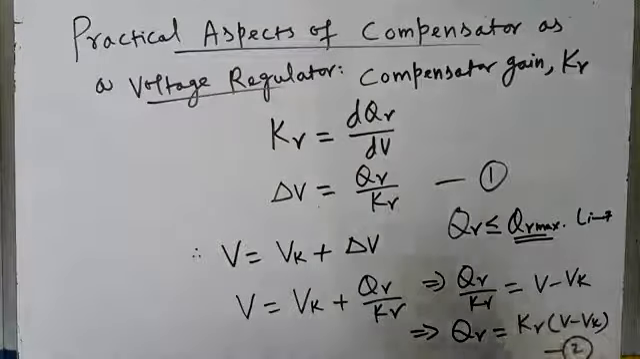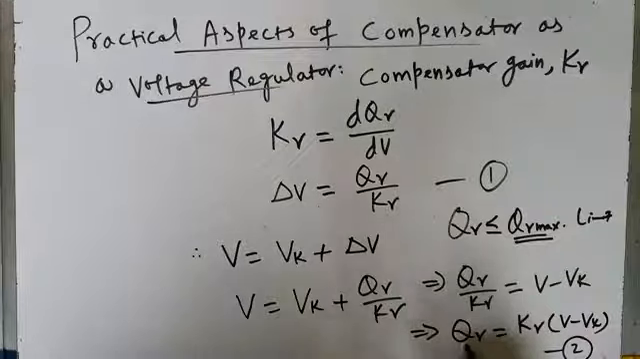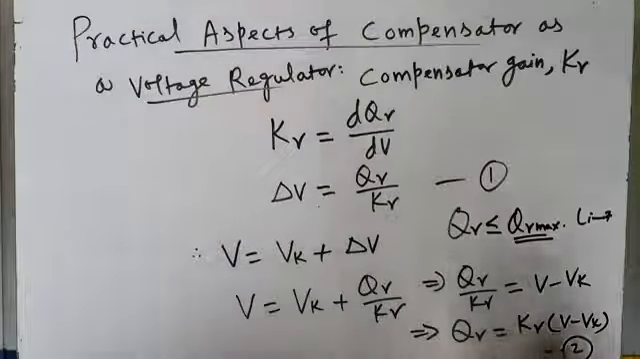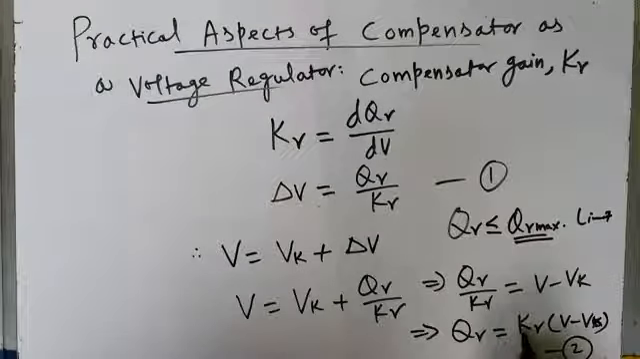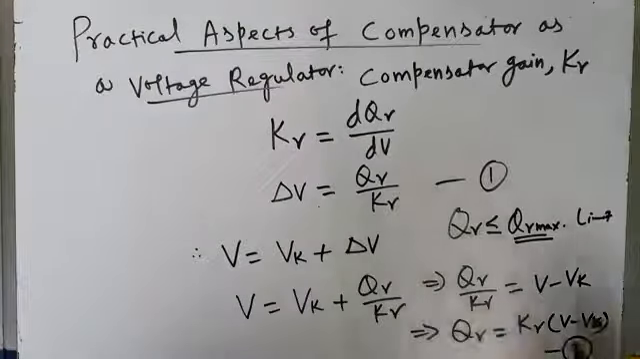This is a very important equation, and it tells you how much reactive power the compensator has to inject. It has to inject a reactive power which is given by the difference between these two voltages. If your bus voltage is not equal to the rated voltage, Vk, then the difference between the two voltages multiplied by the gain of the compensator will determine how much reactive power the compensator has to inject to make V exactly equal to Vk.